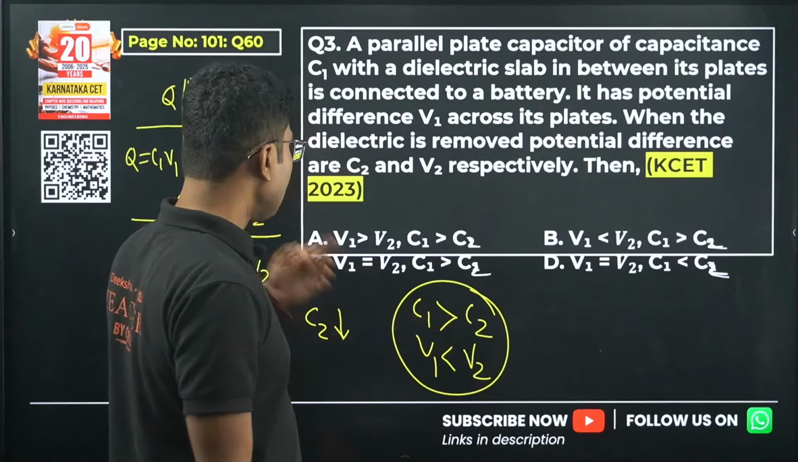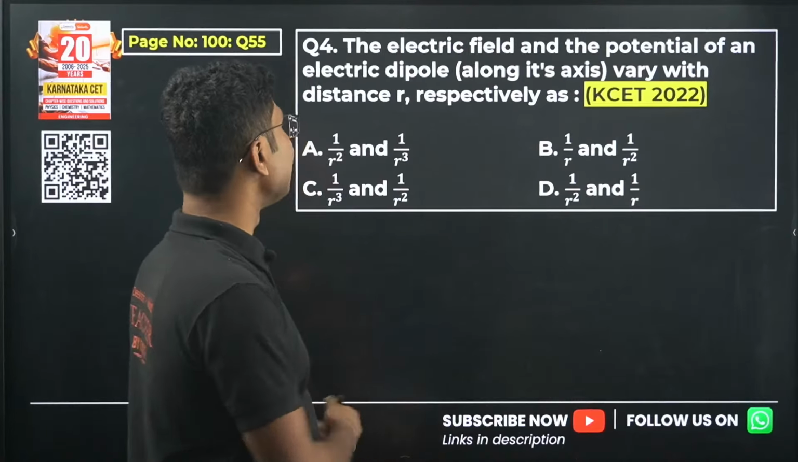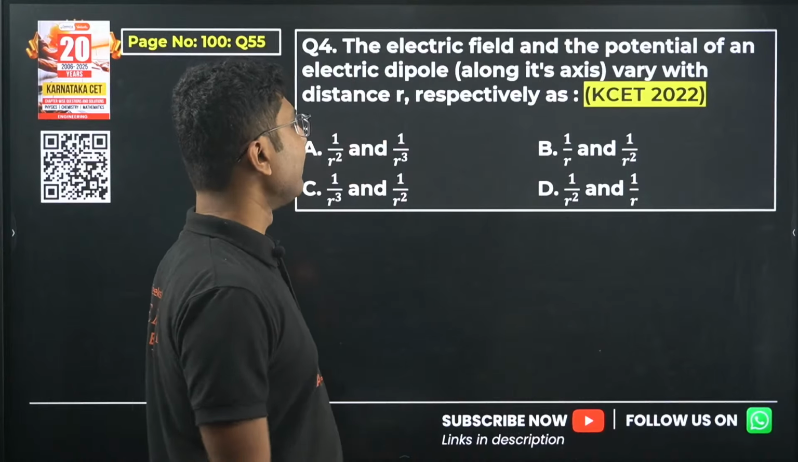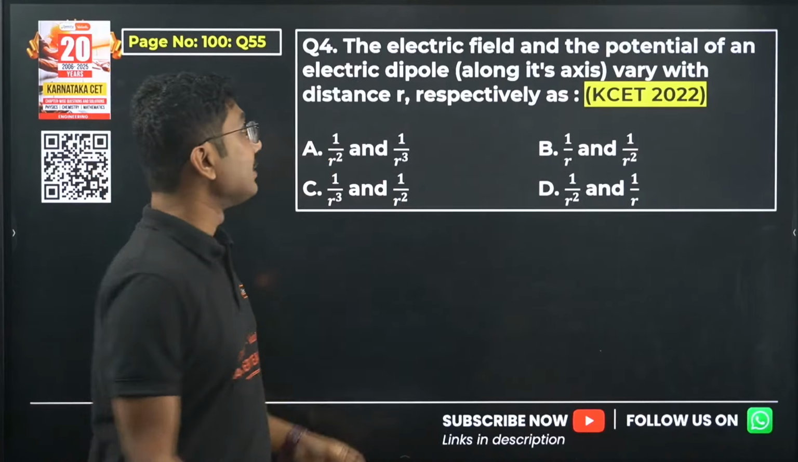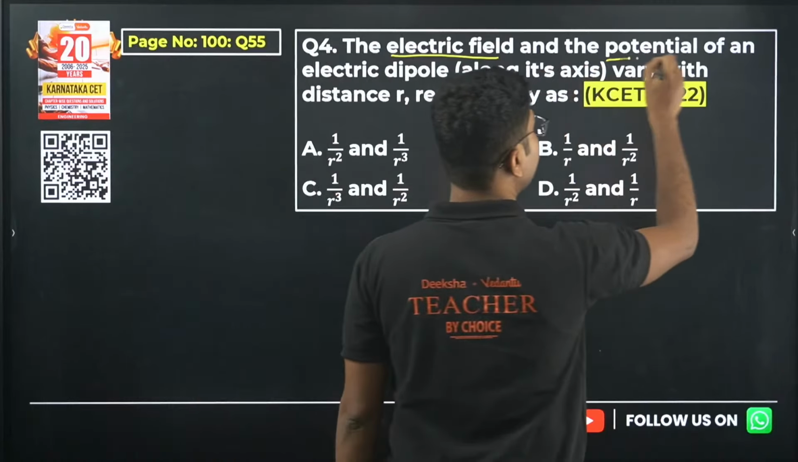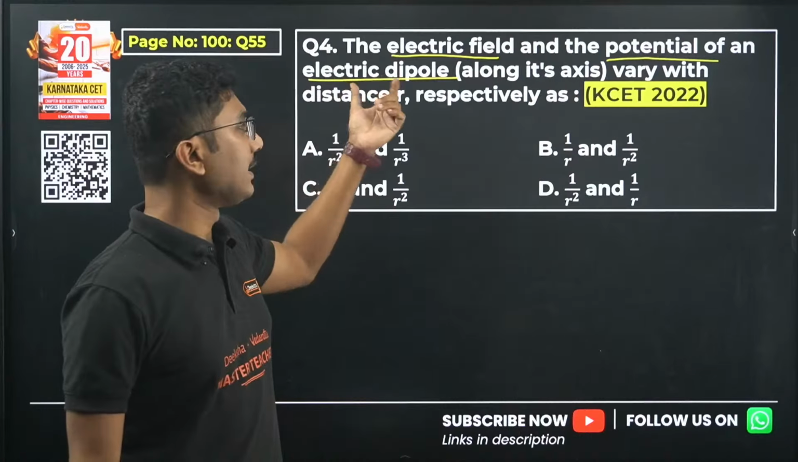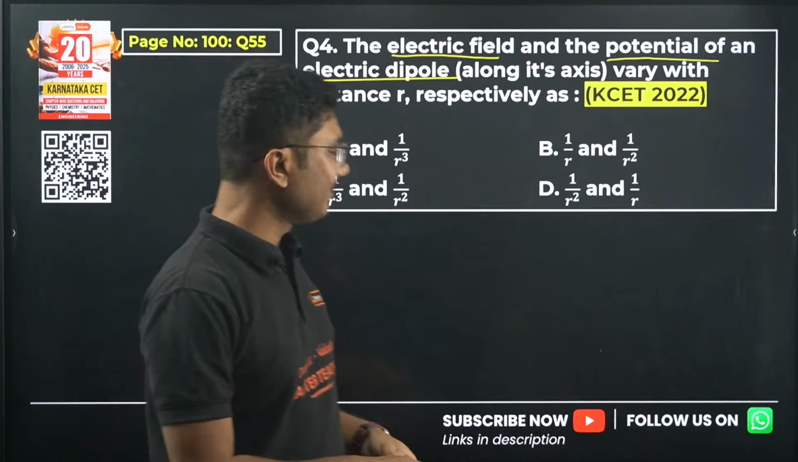Let's continue. The electric field and the potential of an electric dipole along its axis vary with distance r respectively as... So how do the potential and electric field, first is electric field, second is potential, vary for a dipole? This is the important concept: electric field, electric potential, electric dipole. Very easy question, so don't think too much, answer it directly.